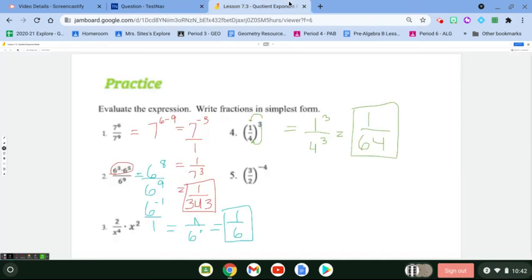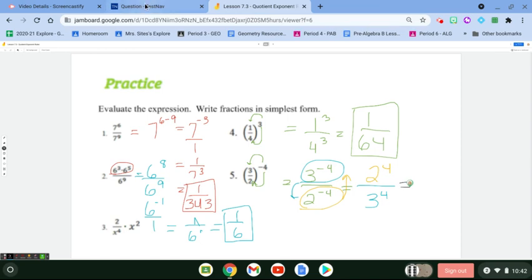Okay, and for number 5, you're going to distribute that negative 4 to both the numerator and the denominator. So that would be 3 to the negative 4 over 2 to the negative 4. Again, we have negative 4s, so we have to move that 3 to the denominator and make it a positive exponent. And you have to move the 2 from the denominator up to the numerator and make it a positive exponent.